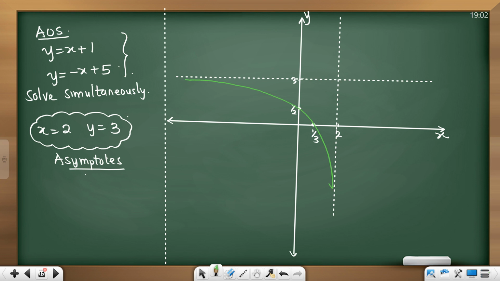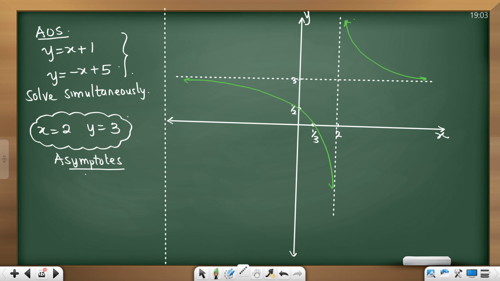Check. I have that, but I must complete the graph. Other section. There we go. You get a mark for intercept, you get a mark for asymptote, you get a mark for the shape. What about the axis of symmetry?